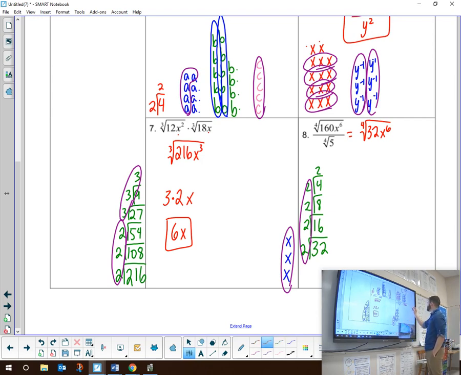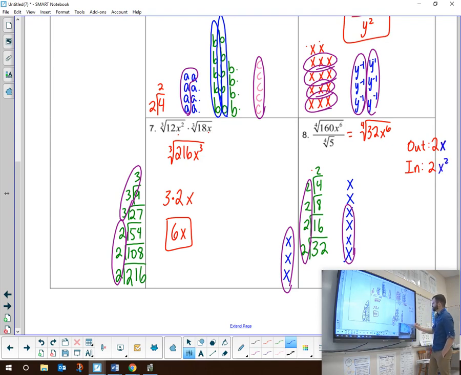So on the outside, we're going to have 1, 2 brought to the outside. On the inside, we're going to have 1, 2 left over. Now what about my x's? We can take 1, 2, 3, 4, 5, 6 x's, and we're circling in groups of 4. We're going to circle one group of x that we can bring to the outside. So on the outside, we have one group of x. On the inside, we're going to be left with x squared, okay? Because we have 2 left over.